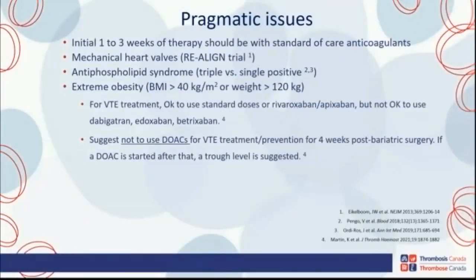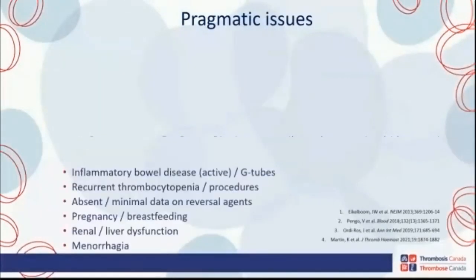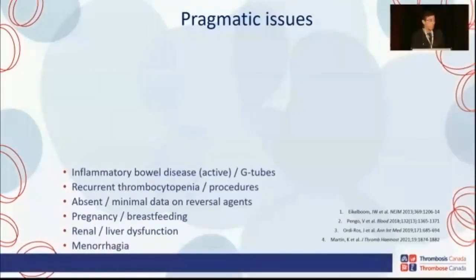I've already alluded to the higher frequency of antiphospholipid syndrome in adolescents, as well as the growing prevalence of obesity. And finally, conditions associated with thrombotic events in adolescents, naming IBD, thrombocytopenia, and LPs in patients with acute lymphoblastic leukemia, inadvertent pregnancy and breastfeeding, renal and liver dysfunction, which are certainly very different from the exclusion criteria, and menorrhagia. I know there will be a lecture this morning.